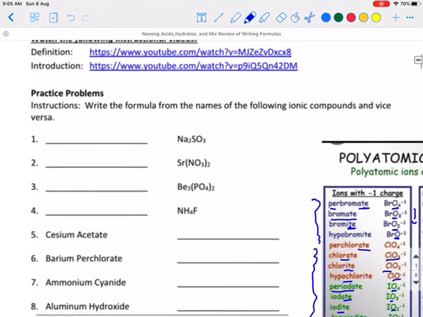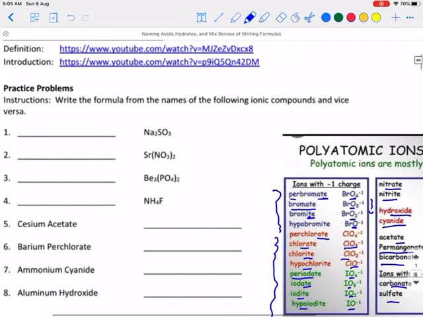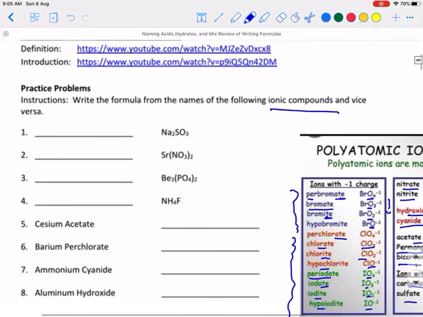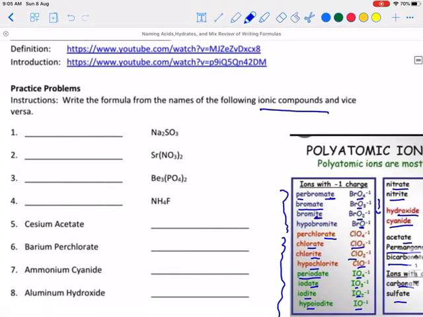Now let us practice. Write the formula from the names of the following ionic compounds. We have to recall that when I want to name ionic compounds, I only name them by their names. No di, tri, no prefixes. We give just the element its name. Sodium and sulfite, so this is simply sodium and SO3, sulfite, sodium sulfite.